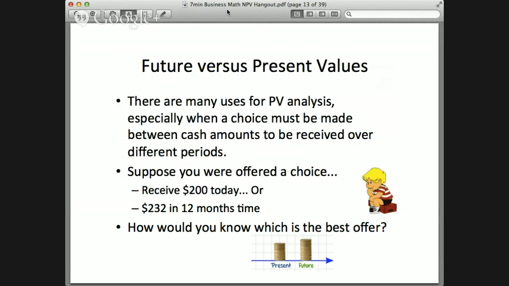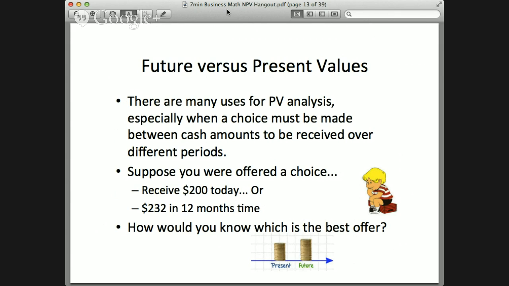Makes sense, yeah? So there are many uses for present value analysis, especially when a choice must be made between cash amounts to be received over different periods, usually different numbers of years, 1, 2, 3 years, etc. So suppose someone offered you a choice. They said to you, I will give you $200 today, or you wait for 12 months and I'll give you instead $232. How would you know which is the best offer?